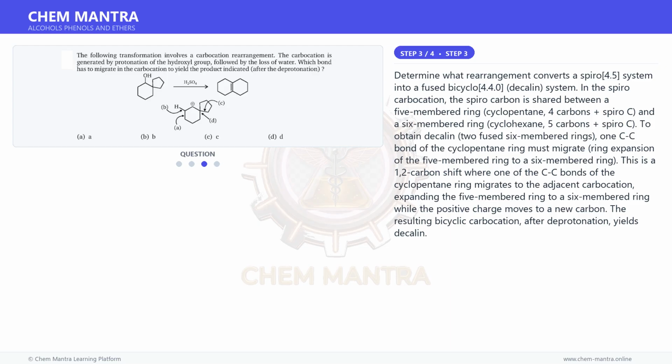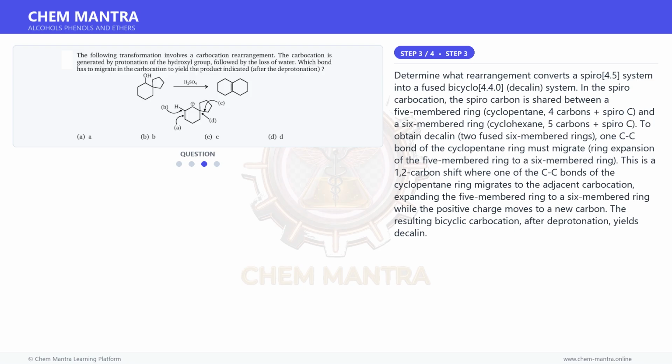Determine what rearrangement converts a spiro[4.5] system into a fused bicyclo[4.4.0] decalin system. In the spirocarbocation, the spirocarbon is shared between a 5-membered ring, cyclopentane, 4 carbons plus spiro C, and a 6-membered ring, cyclohexane, 5 carbons plus spiro C. To obtain decalin, two fused 6-membered rings, one C to C bond of the cyclopentane ring must migrate, ring expansion of the 5-membered ring to a 6-membered ring.